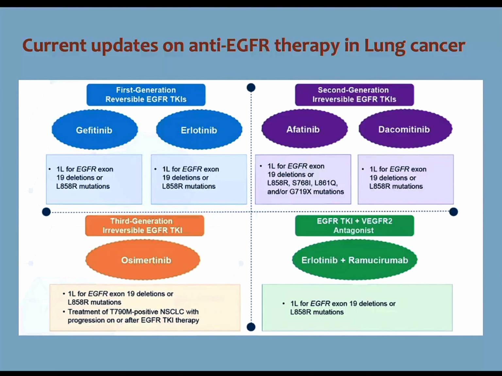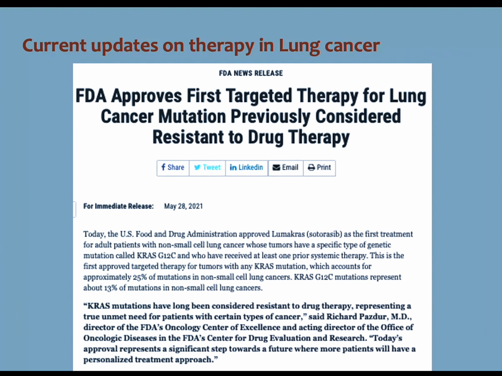Right? So the fourth line therapy that was developed was a combination, not only targeting mutation of EGFR with irreversible inhibitors, but also inhibiting the new angiogenesis that's happening inside the tumor. Right? So along with EGFR, target VEGFR also. So this is where the combination therapy started further on.